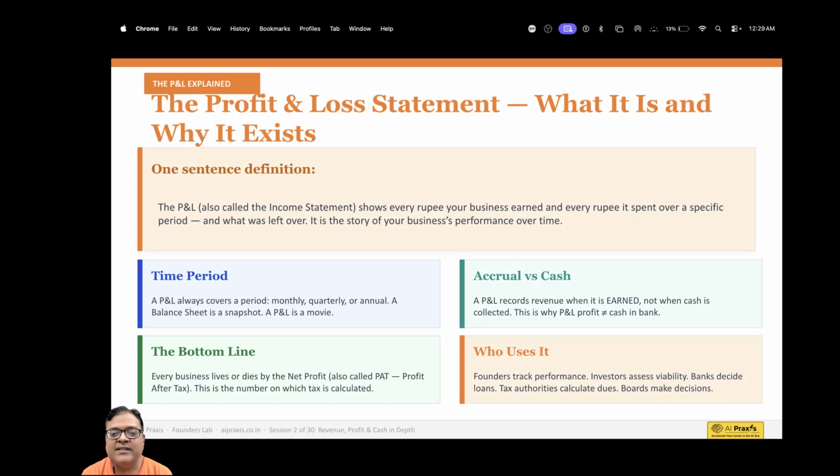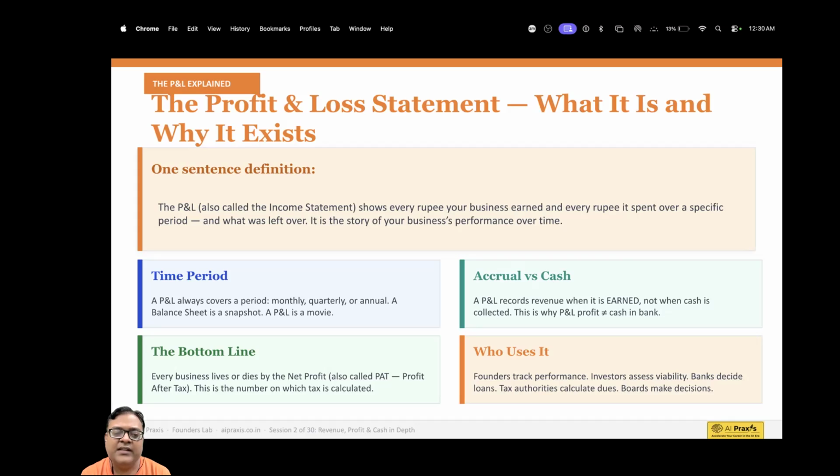Okay. A P&L records revenue whenever it is earned, not when cash is collected. So don't get confused. You may offer a service or a product, right? And your customer has actually bought it. Okay. They may pay money, they may not pay money, which means they may pay after 30 days, after 45 days, after 60 days, sometimes after 90 days. Okay. But the moment you have given it, the agreement has been done, the invoice has been raised, the revenue, in profit and loss, you'll have to record that. So revenue is earned actually. That is why in P&L, right, profit is not equal to cash in the bank.